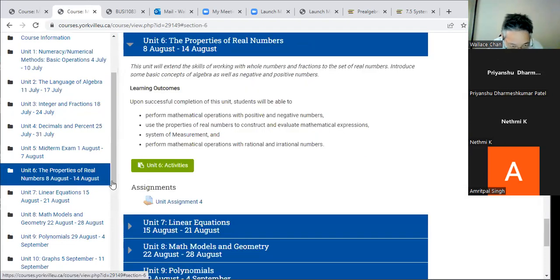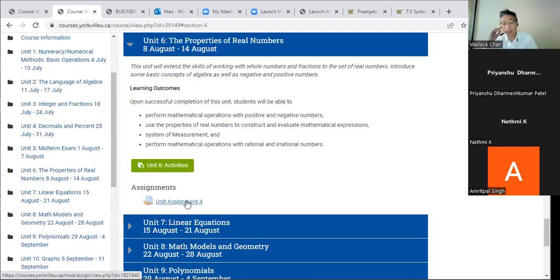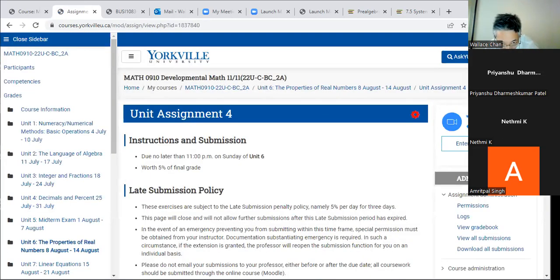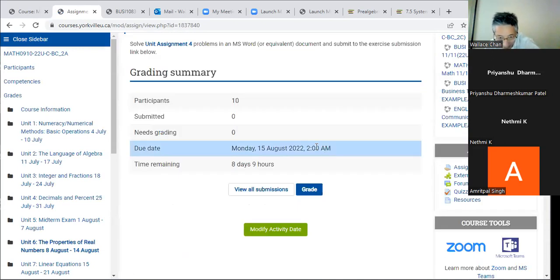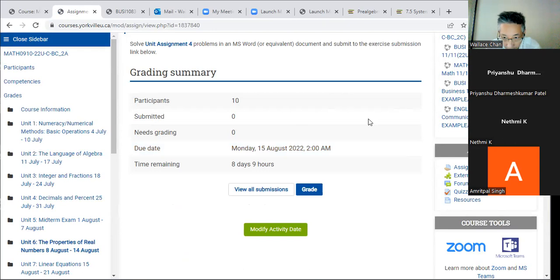Okay, so you go to Unit 6, and there should be assignment 4, the unit assignment 4. But remember, this one is due not tomorrow, but by 11 p.m., Eastern time, on the 14th of August. So if possible, we do this assignment this Sunday and we can submit it this Sunday. Of course, you can submit it anytime before that. So it's totally up to you. And I think that's basically it. It's very straightforward today.